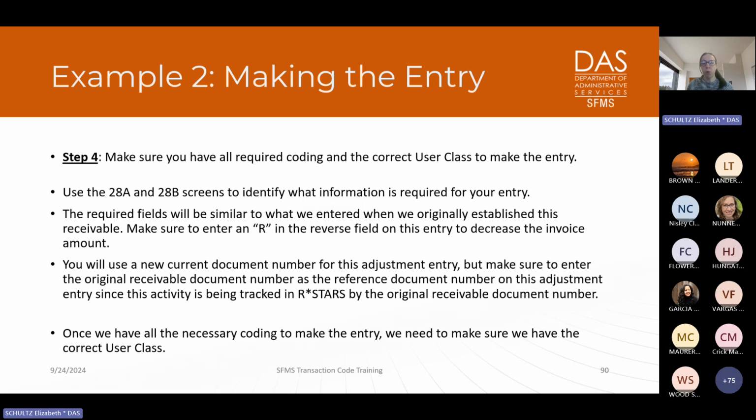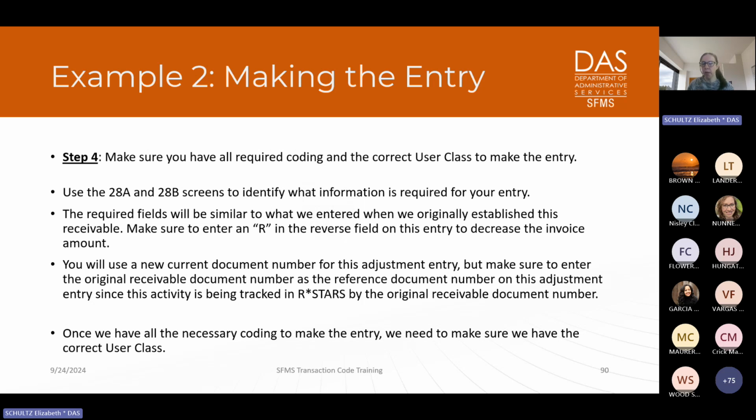So finally, step 4, when we need to make sure we have all the required coding, we can look at the 28A and B and see what we need. Because we're adjusting an invoice, we're going to have very similar required fields to what we entered when we originally established this invoice. So we're going to pretty much use all the same coding elements from our original entry, but we need to make sure we're entering an R in the reverse field on the transaction entry screen to decrease the invoice amount. We're going to create a new document number for this entry, but make sure to enter the original receivable document as the reference document, just so it can tie everything on the 64 screen for us.